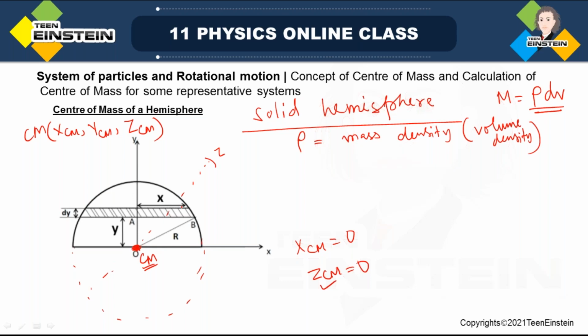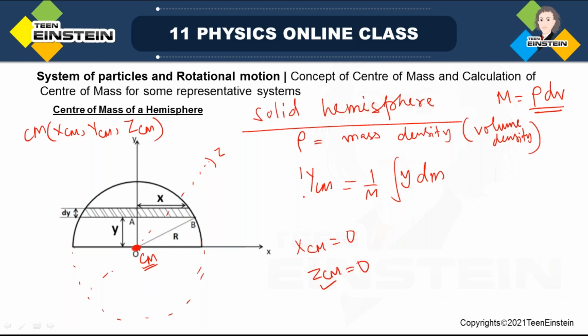And also, according to the symmetry of this object, the z coordinate will also be zero. So the symmetry of the object is such that only the y coordinate will be there. So y_cm you have to write as 1 over m, integral of y into dm.